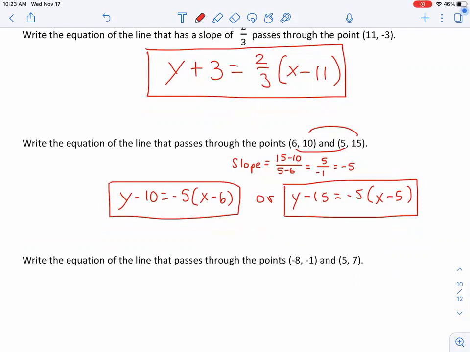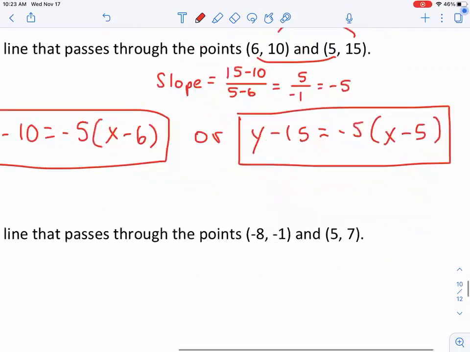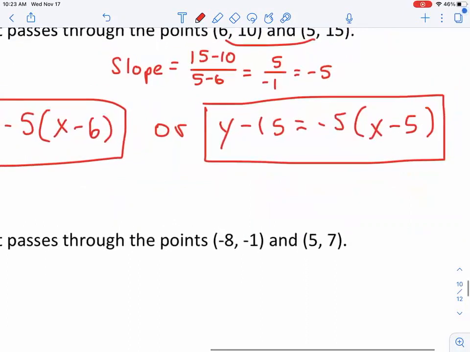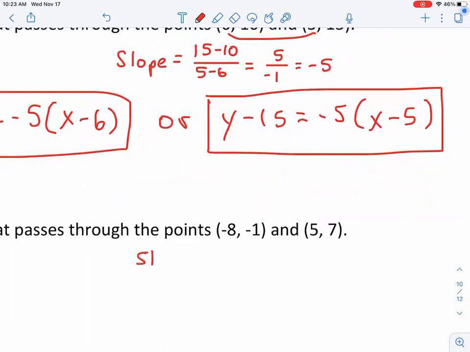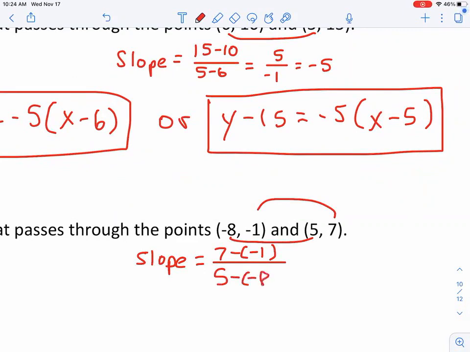All right, so let's do the next one in a similar fashion. Because we're given 2 points, we first want to find the slope. So let's find the slope here. We're going to subtract the y's on top. So I get 7 minus -1 on top. Subtract the x's on the bottom. 5 minus -8 on the bottom.